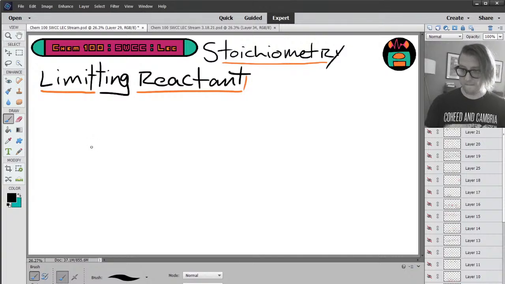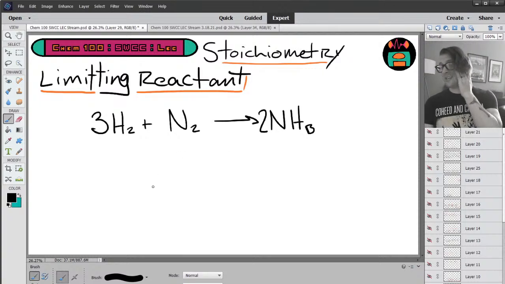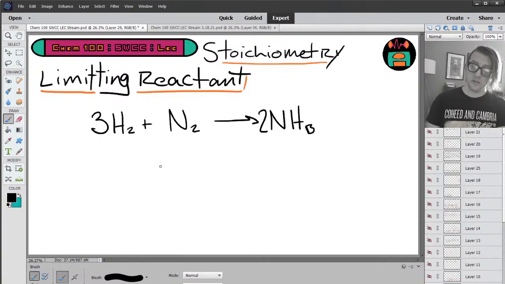What if you ran into a situation like the following? For the sake of time, I'm going to give you the balanced chemical equation, though I could totally ask you to balance this, and hopefully you could. You've already done this one, though. This is the combination reaction, right? Combination of hydrogen and nitrogen to produce ammonia. Oh, wow, that 3 looks like a B. There we go. To produce ammonia.